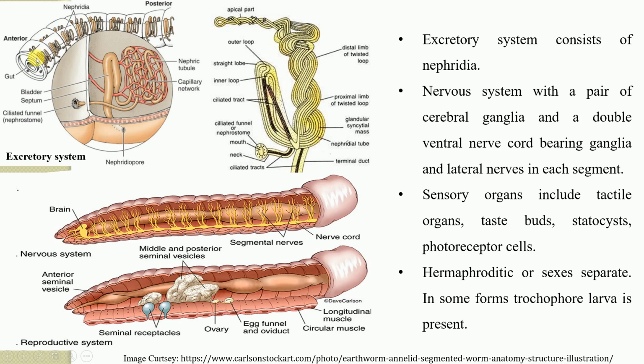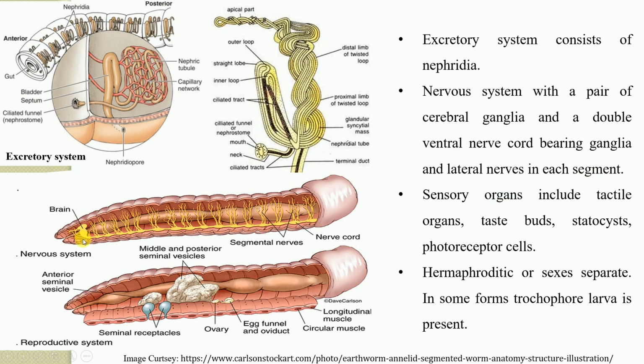So here if you see the body, they are provided with many nephridia which are arranged segment-wise, and this is the magnified view of the nephridia, which are the excretory organs among the annelidan organisms. Then the nervous system is provided with a pair of cerebral ganglia and a double ventral nerve cord bearing a ganglion and lateral nerves in each segment.